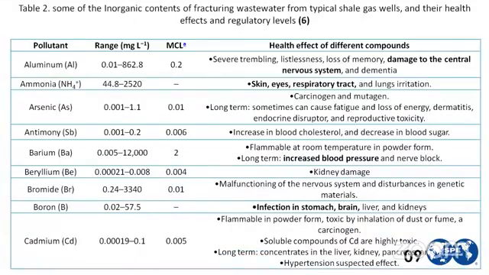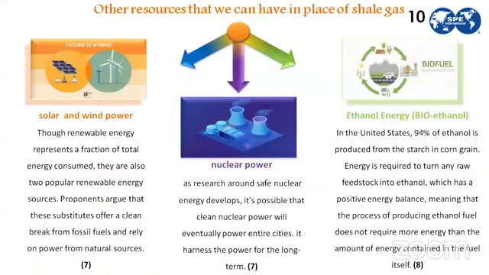The second one is some of the inorganic molecules. We'll talk about aluminum, ammonia, and arsenic, and there are a lot. I just chose the first ones. We're talking about nervous system danger, skin, eyes, respiratory tracts, increased blood pressure, infection in stomach and brain. There's a huge number of negative health effects, but I chose just these.